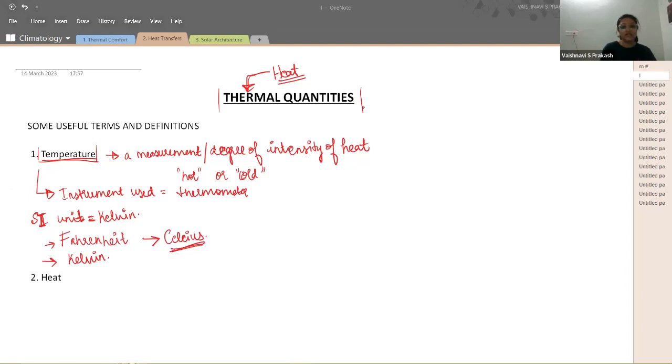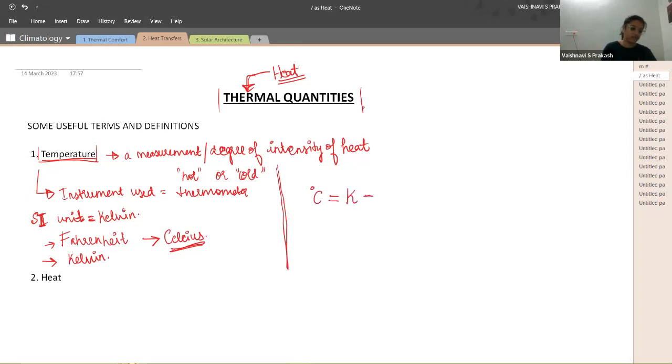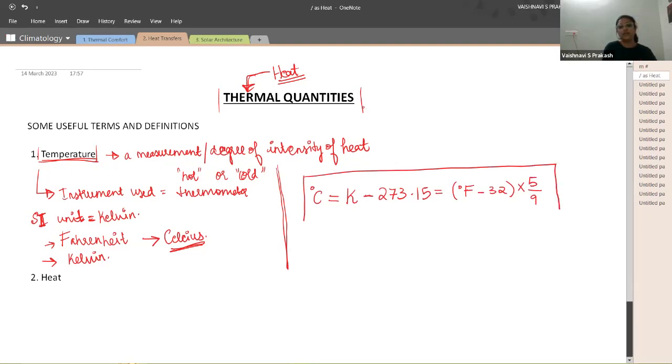Right? So now there obviously has to be a conversion between all of these three scales, which is: degree centigrade is equal to Kelvin minus 273.15, which is equal to (degree Fahrenheit minus 32) into 5/9. This is a formula for you to convert a temperature between different scales. Okay, so make a note of this formula. If you have a temperature given in centigrade, you can easily convert it into Kelvin or into Fahrenheit, right?